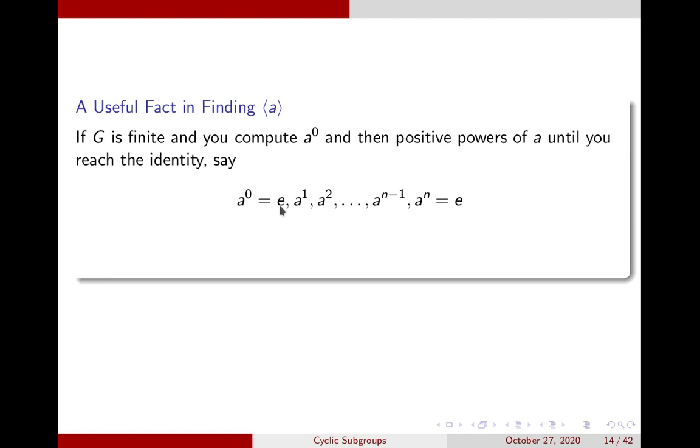a to the 0 is the identity. a to the first would be a, and then a squared, and then a cubed, and you keep calculating positive powers of a in order until you finally reach the identity. We've called the exponent where that happens n in this case. So suppose you do this calculation, you finally reach the identity. Then the cyclic subgroup generated by a will be a to the 0, a to the first, a squared, and so on through a to the n minus 1.